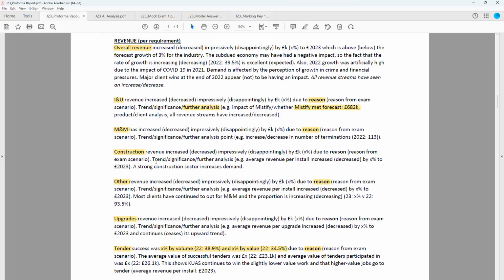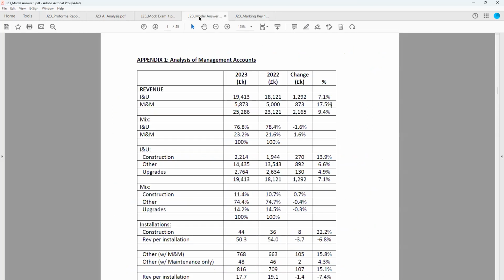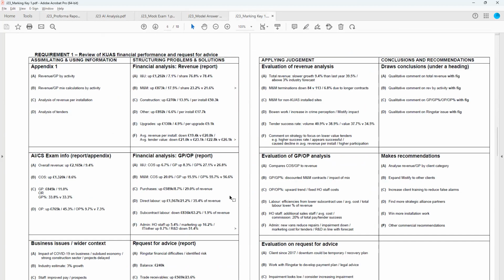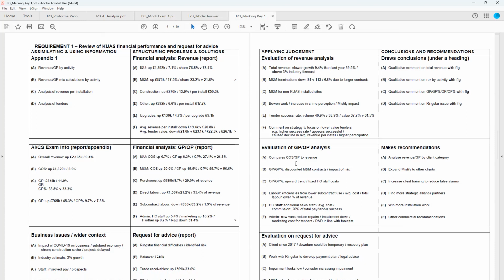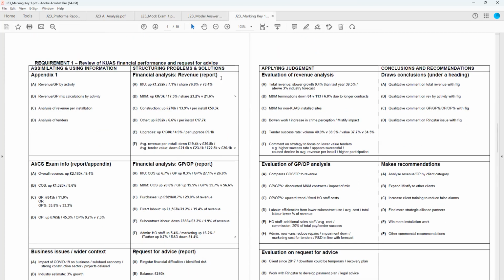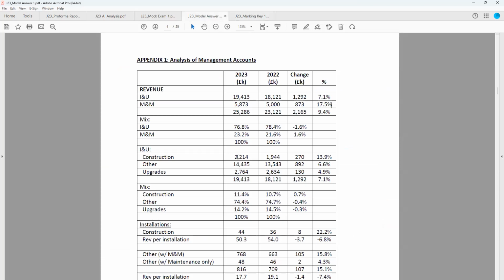So if you were pushed for time, you could move on, because of course there's easy marks in every box, and some of these points will be quite difficult. So we don't want to spend too much time on revenue, because we want to make sure we can attempt these other parts and get the easy marks there as well.